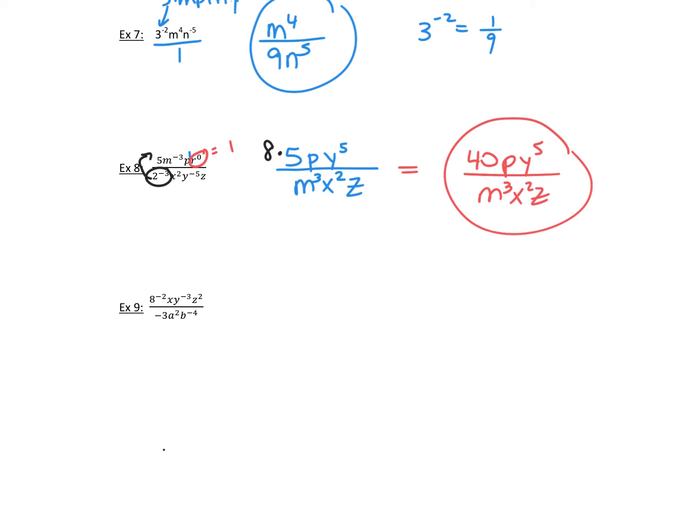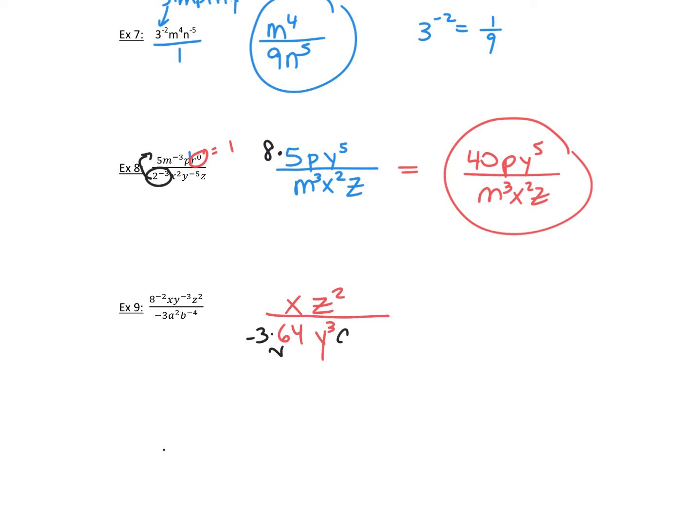Okay, I'm going over example 9 now. 8 to the negative second is really 1 over 64, so I'm putting the 64 down here. X stays, it has a positive exponent. Y to the negative third goes down as y to the third. Z squared stays, it has a positive exponent. Now, in the denominator, -3 is not a negative exponent. It's a negative number. So that stays where it is. It's going to multiply by the 64. So I'm just going to write it as -3 times the 64. These two are going to get multiplied.